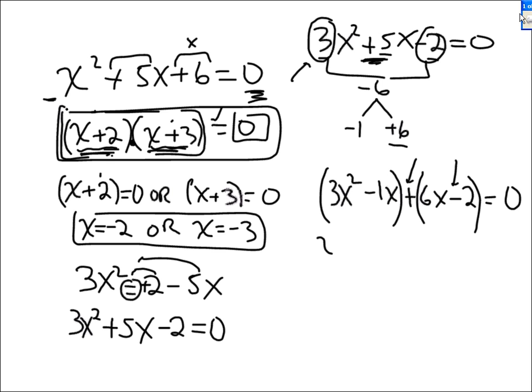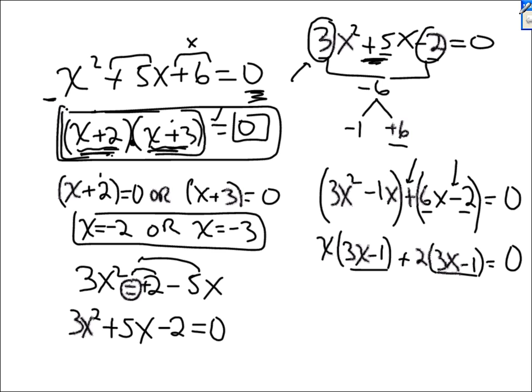And from the first bracket, you can factor out an x. And you get 3x minus 1. From the second bracket, you can factor out a 2. And you'll also get 3x minus 1 left over equals 0. Since these are the same, we're doing it correctly. And now we will factor out the 3x minus 1. And what's left over is x plus 2.